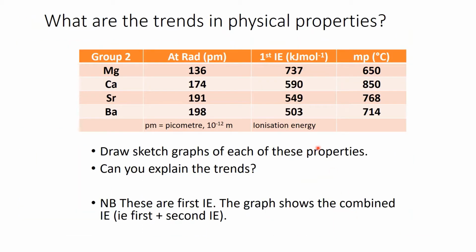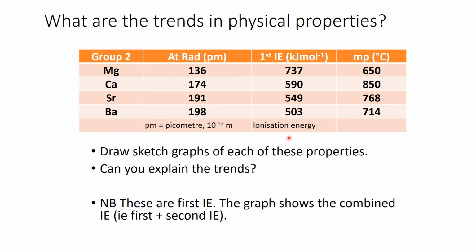Let's start off with the physical properties of Group 2. Here's a nice little table. Obviously you don't need to know this specific information, but we're looking at Group 2 in terms of magnesium, calcium, strontium and barium. Obviously we're forgetting about beryllium and radium here. This column is the atomic radius in picometers, where a picometer is 1 × 10 to the minus 12 meters. There's also the first ionisation enthalpy, or first ionisation energy, in kilojoules per mole, and then their melting point in degrees Celsius.